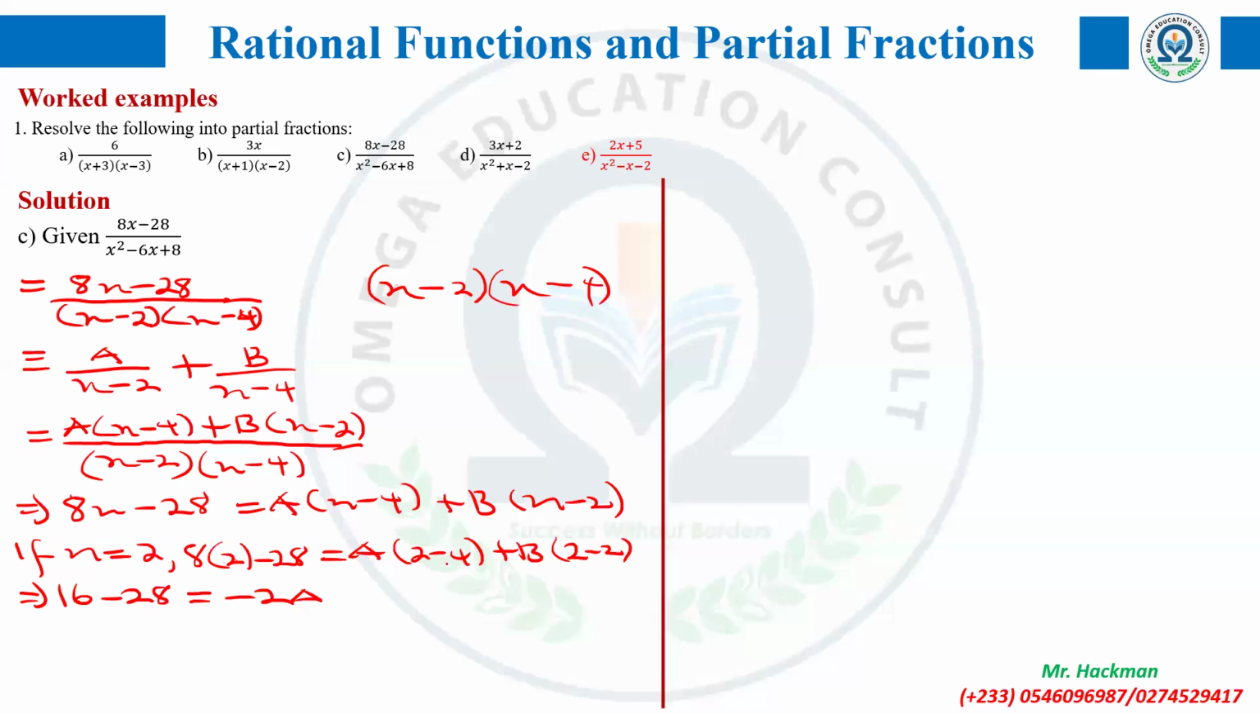Okay, so at this point, we are going to get 16 minus 28 is equal to, okay, this and this will give you minus 2. Okay, so minus 2 times A, minus 2A. However, you know that this will vanish. So at this point, let's continue. Okay, so what do we get here? 16 minus 28.